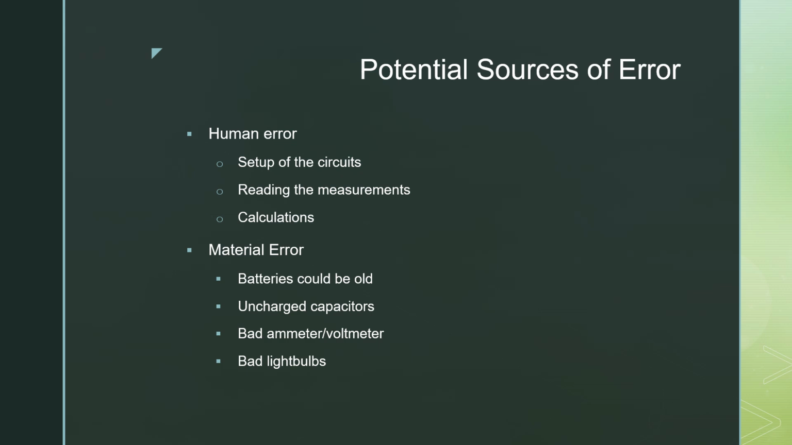Errors in our results possibly came from human errors, including setup mistakes or calculation errors, material issues, including aging batteries, uncharged capacitors, faulty meters, or faulty bulbs.